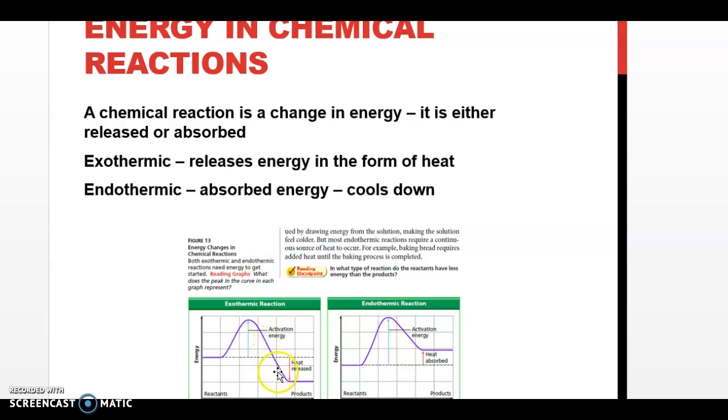If heat is released, that's what we call exothermic. It's going to keep going down, and in the meantime, as this energy goes out, we see that heat released, and that's what we call exothermic. Endothermic is the same basic idea: we're building energy, and then we get to the point where we have activation energy, and we start to go down, but heat is absorbed. So you don't see it go below this line of energy to begin with, so it cools down instead of heating up. So activation energy is what gets it started.